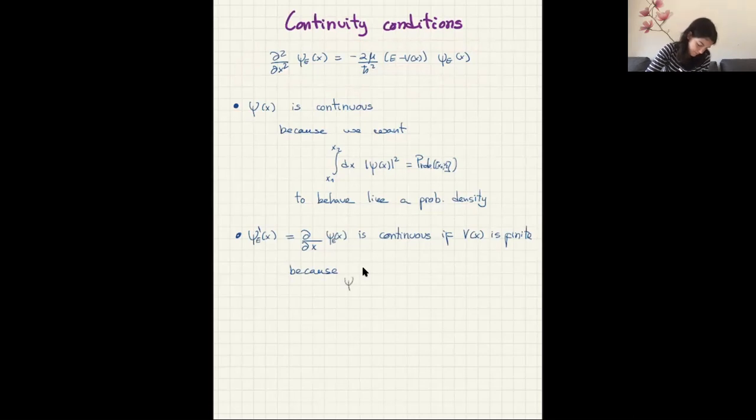So if you just integrate it once around some point x0, then we get, not plus, because it's a minus 2 mu over h bar squared, times the integral of E minus V of x, from x0 to x, dx. I just took this differential equation and integrated around little x0. But if this potential is finite, then this is just a number, and this one here is continuous. So overall, this is going to be continuous.